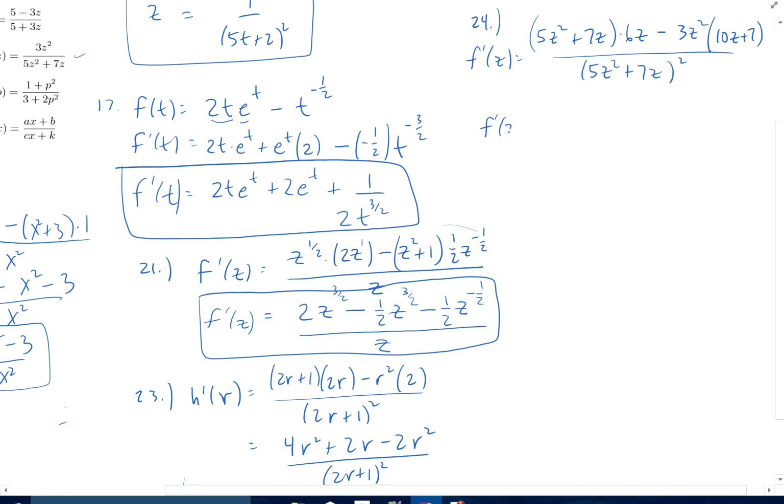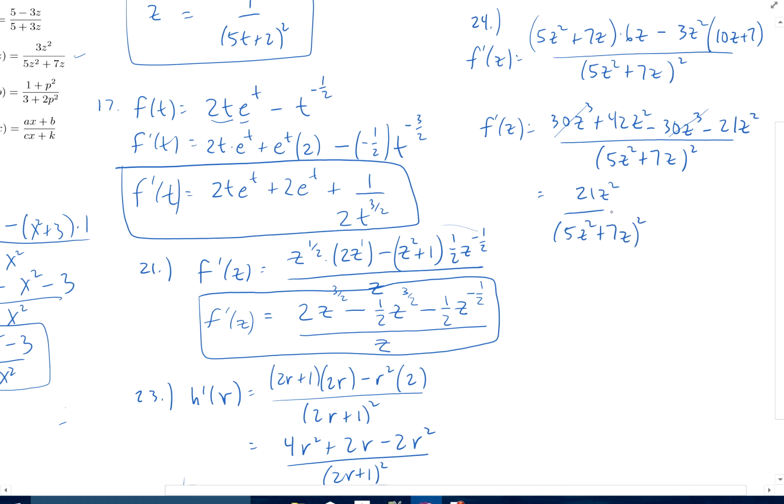Alright, so simplifying a little bit, that's going to be 30z to the third plus 42z squared minus 30z to the third minus 21z squared, all over 5z squared plus 7z squared. Combine like terms. 30 minus, oh, those cancel. 42 minus 21 is going to be 21z squared over 5z squared plus 7z squared. As long as I don't make any mistakes by doing this quickly, we should be good. And the last one on here is 27.